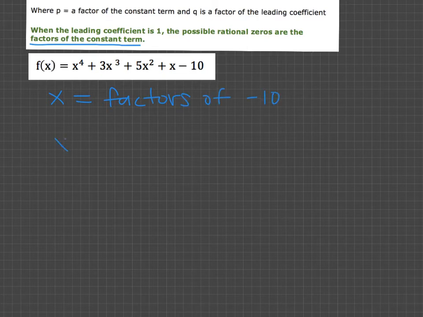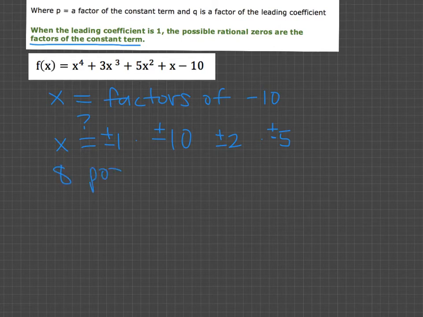So let's list out factors of -10. Well, we could have 1 times -10, and we could also have -1 times +10. So we're going to include plus or minus 1, plus or minus 10. We could also have 2 times 5, or -2 times +5. So in each case, we're going to get a plus or minus for each of our factors. So we have 8 possible factors.